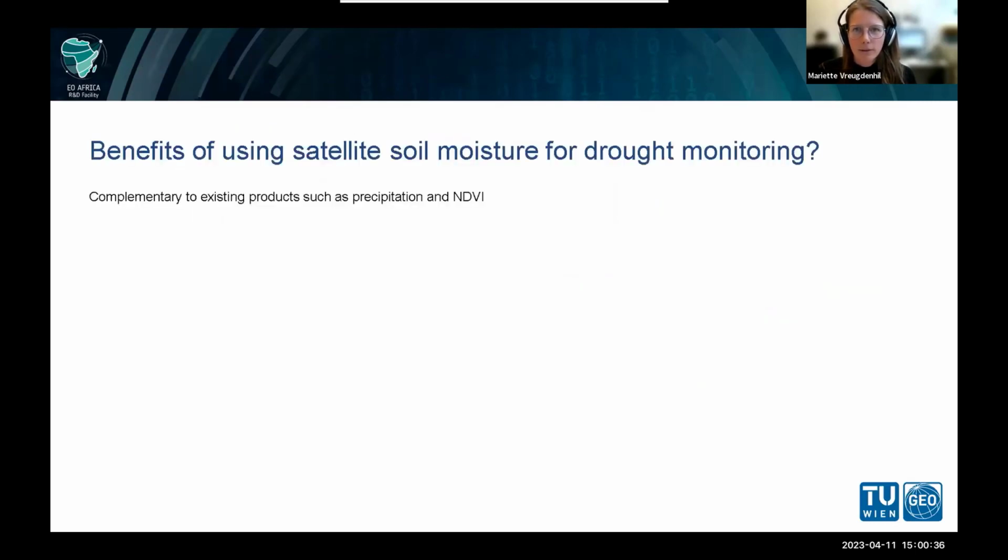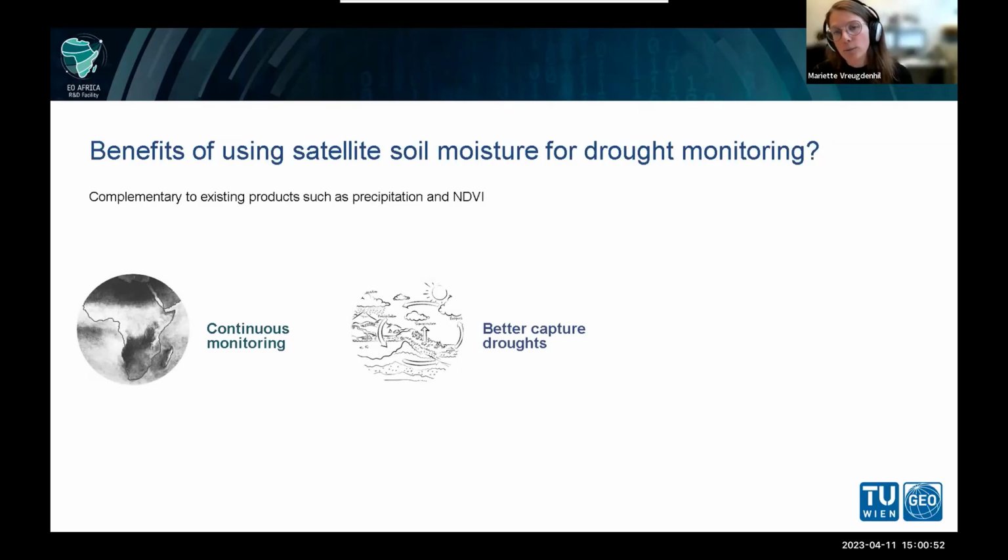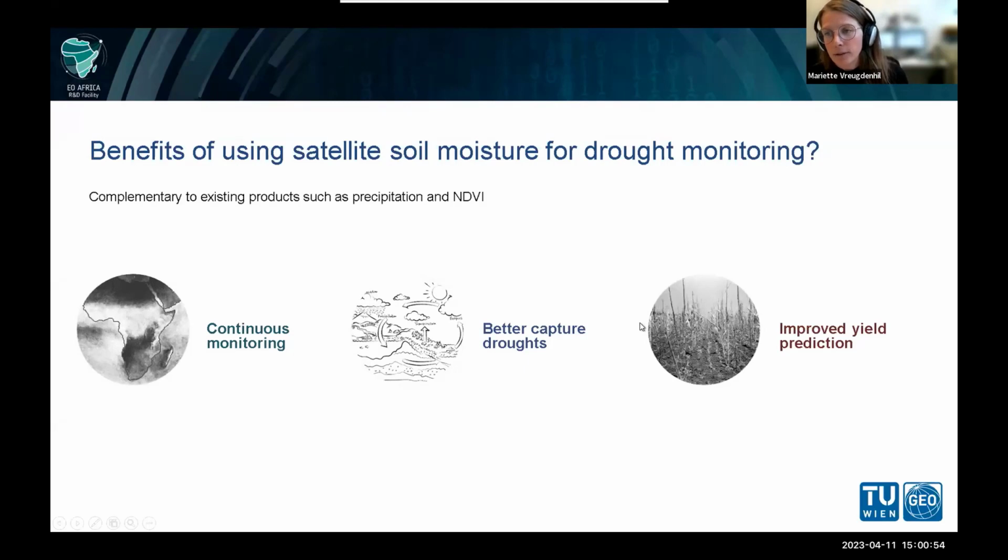So the benefits of using satellite soil moisture for drought monitoring is it's complementary to existing products such as precipitation and NDVI. It provides us continuous monitoring from satellites. We can better capture drought because we can track it from precipitation to soil moisture to vegetation as well. And we can improve our yield predictions as well by using soil moisture data.